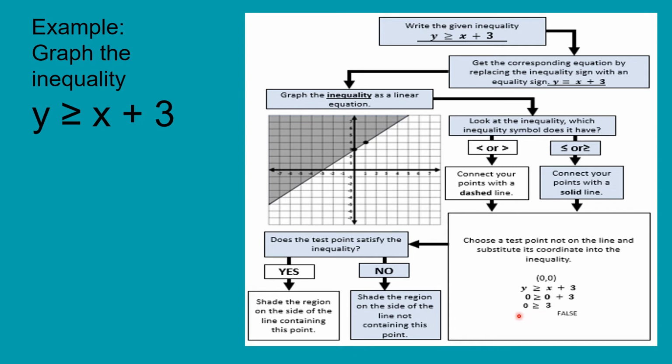So, we know that 0 is less than positive 3. Kaya, it makes the statement false. Ibig sabihin, hindi na-satisfy ng ating test point ang ating inequality dahil false ang sagot. So, ibig sabihin, ang shade natin ay ang region na hindi kasama si test point. Okay? So, dahil ito ang test point natin, ang shade natin yung kabilang part ng ating line. So, kung ito yung line, we will shade the other region.